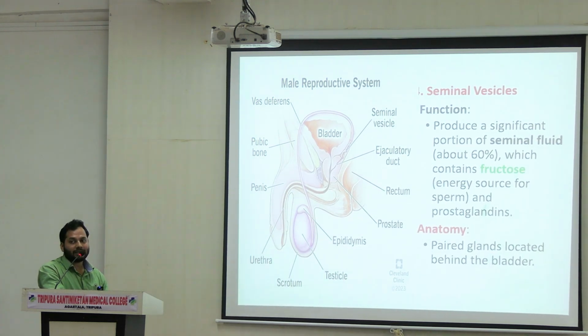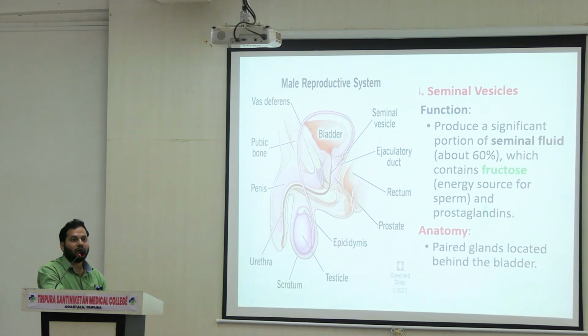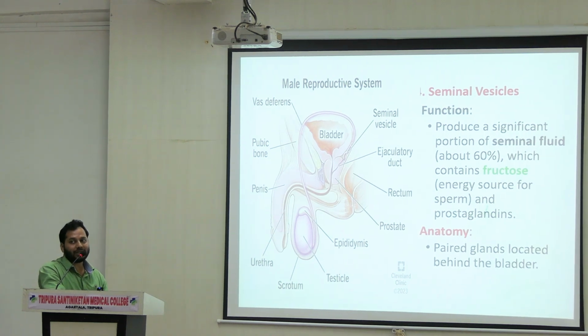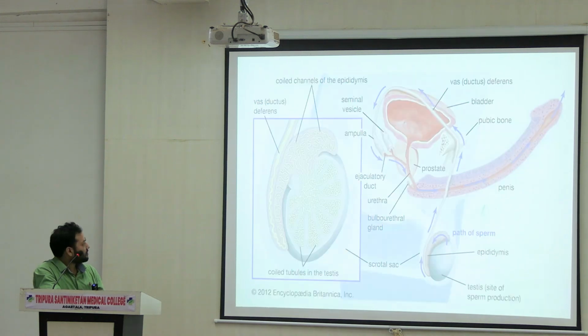So it means the seminal vesicles, which produce seminal fluid, are important in the development or maturation of the sperms, because this fructose present in seminal fluid acts as an important energy source. Along with this, the seminal fluid also contains some prostaglandins. So these are the important characteristic features of the seminal vesicles.